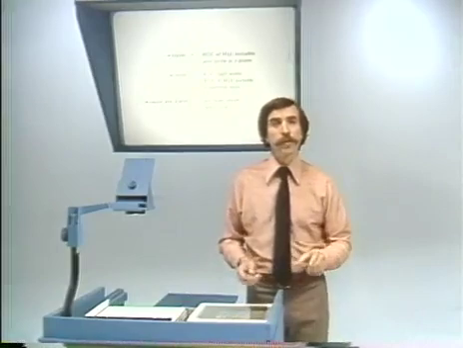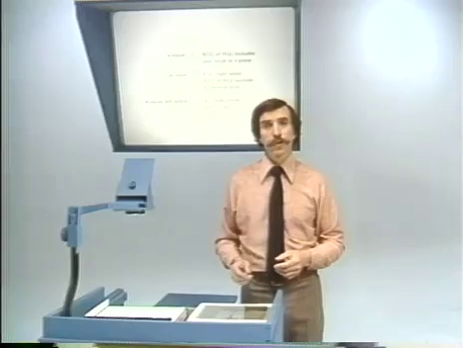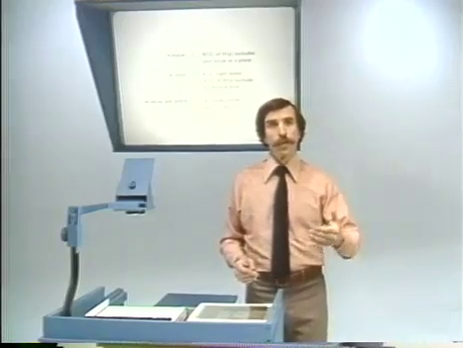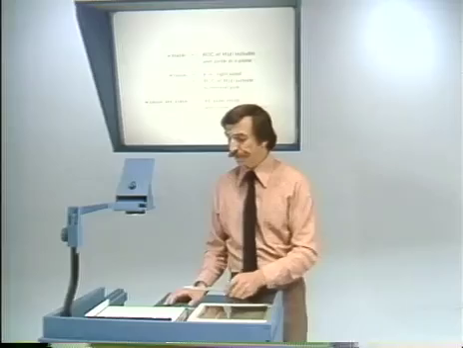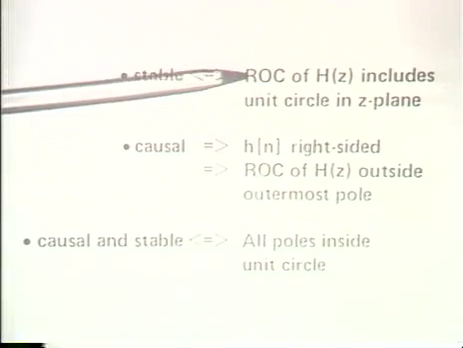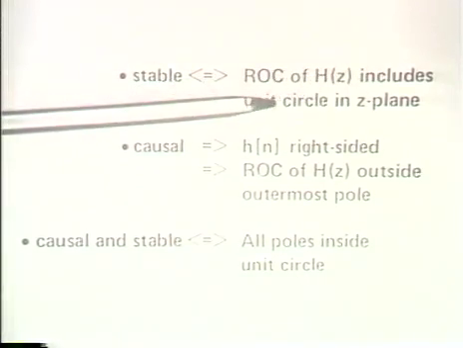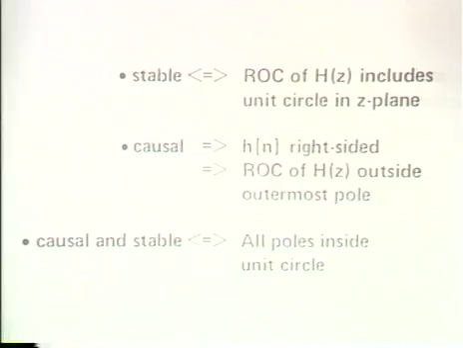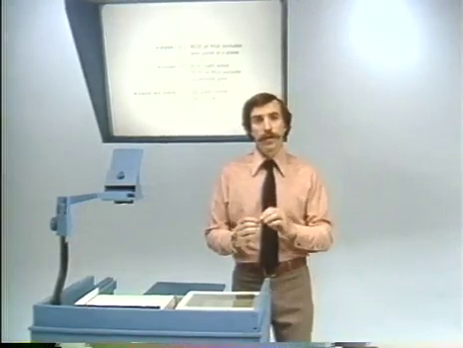Consequently, if the system is stable, then the system function, the z-transform of the impulse response, must also converge on the unit circle. In other words, the impulse response must have a Fourier transform that converges. So for a stable system, the region of convergence of the system function must include the unit circle in the z-plane. So we see how stability relates to the location of the region of convergence.